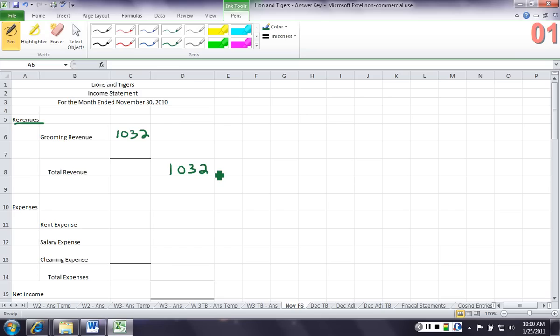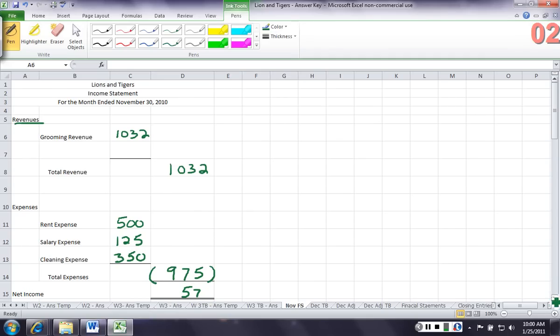Then we're going to list our expenses, and on the trial balance you'll notice rent expense was $500, salary expense was $125, and cleaning expense was $350. If I add all those numbers together, I get 975. So 1,032 minus 975 gives me net income of $57.